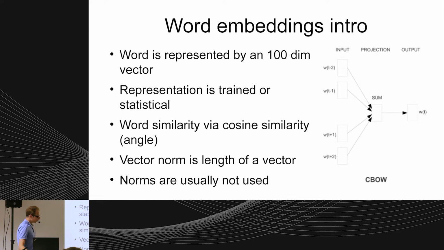So why do we use these representations? Well, because they are useful, they are easily used for downstream tasks, and they also can be used by themselves. For example, there's cosine similarity, which is basically the angle between the two vectors. Vector norm is the length of the vector, but the norms are usually not used.